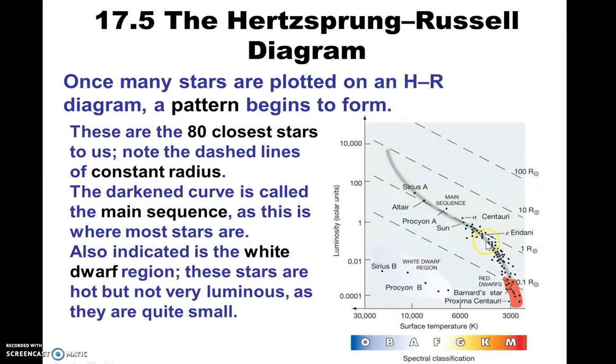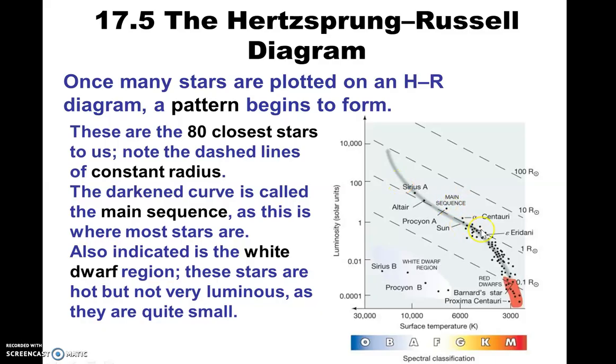This becomes what I'm pointing the cursor at right now. This is an extremely important pattern. This area here, and we'll see that as they build it. So this HR diagram they're just doing with the 80 closest stars, and this pattern is going to be called the main sequence, and this is extremely important for astronomy. And they labeled it. There it is.